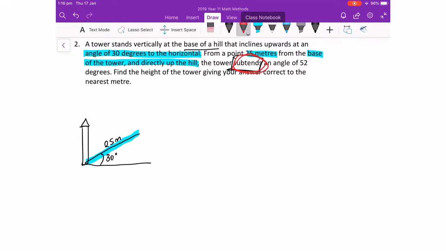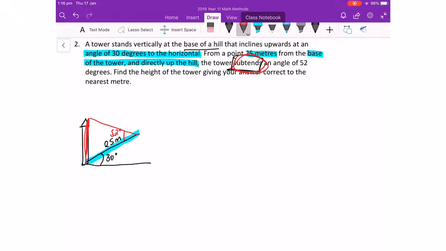Because we need to find the tower height, we know that this side is quite important to us. And when I think of subtends, I think of it as closing up the shape, bringing it together. That's not the scientific term, obviously, but that's how I like to think of it because it's the best way for me to remember it. So subtends closes up the shape. So that's saying that this is making another side here, and it makes an angle of 52 degrees.